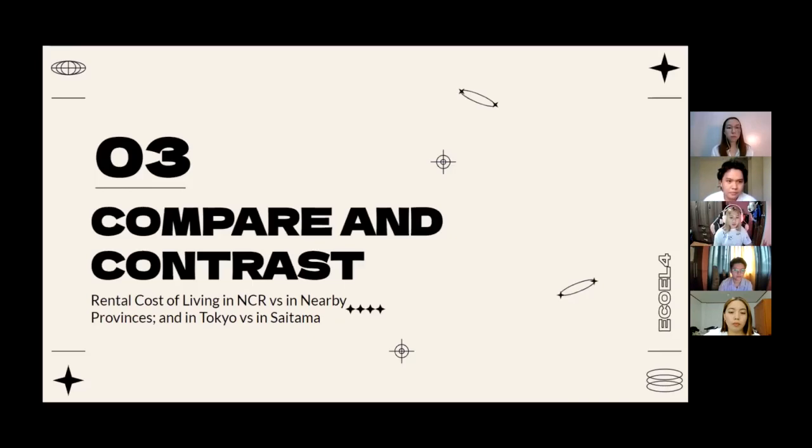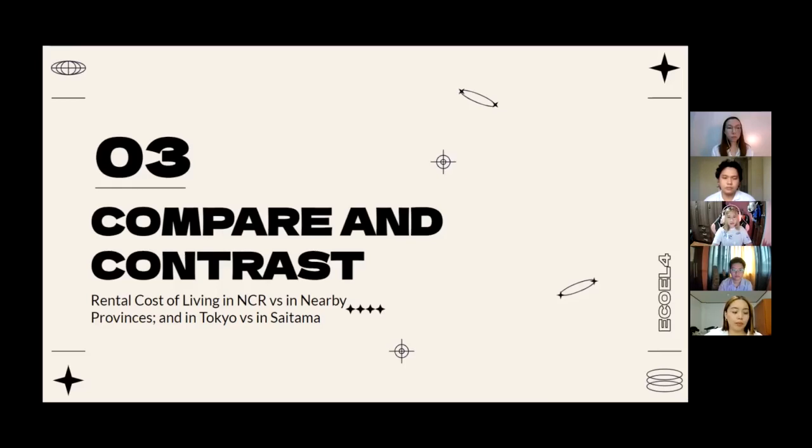Okay. So in this part, Tasha and I will compare and contrast the rental cost of living in NCR versus in nearby provinces and in Tokyo versus in Saitama, Japan. I am going to discuss further the urban and regional economics in the Philippine context by establishing the high rental cost of living in NCR as against the rental cost of living in nearby provinces, which in our case, we chose to compare with Calabarzon.